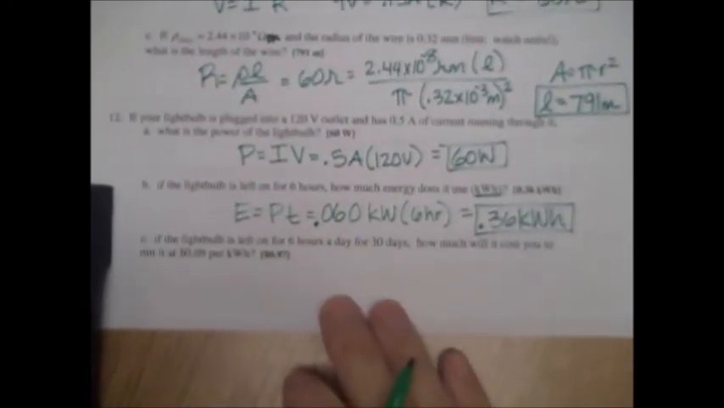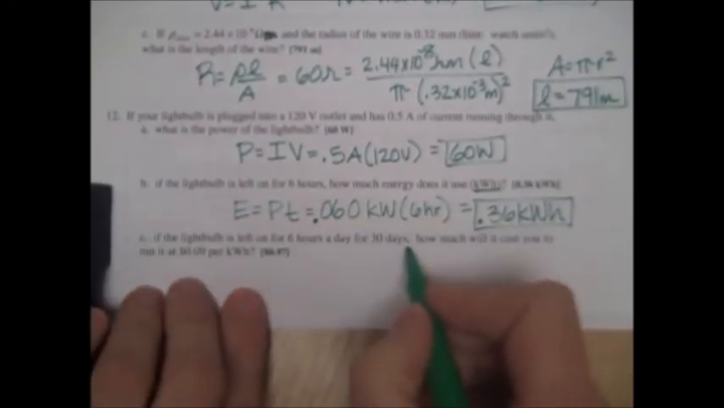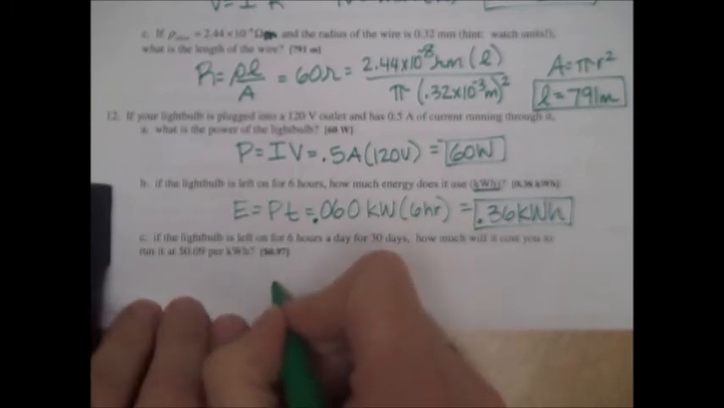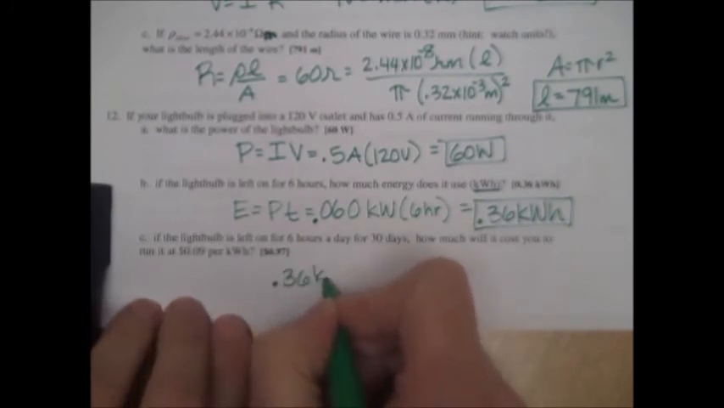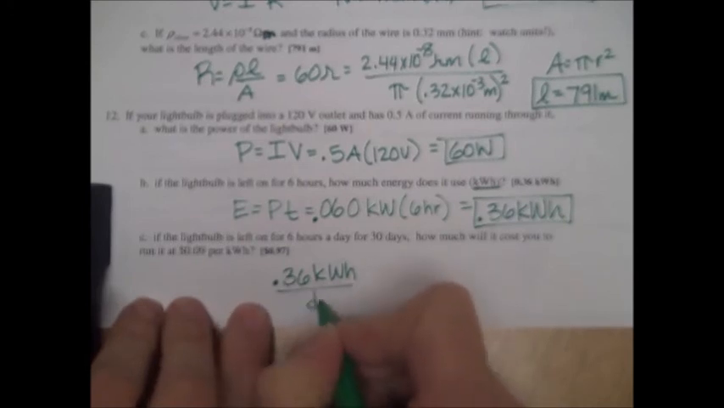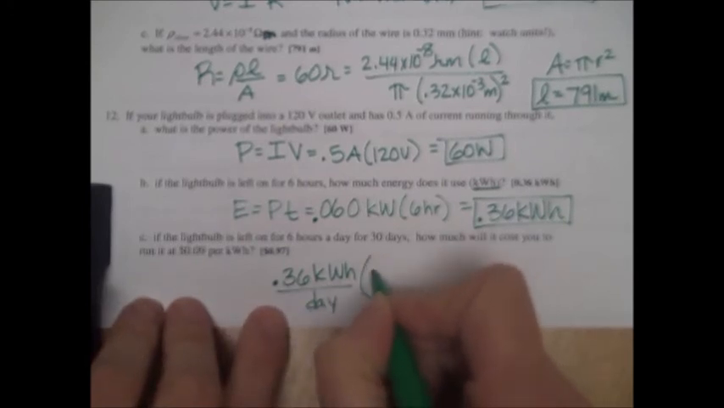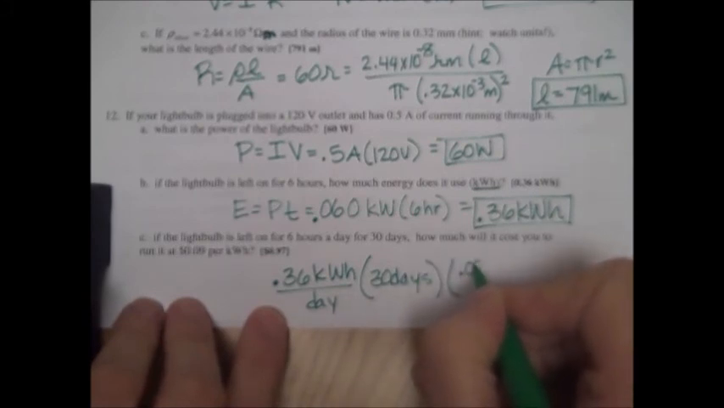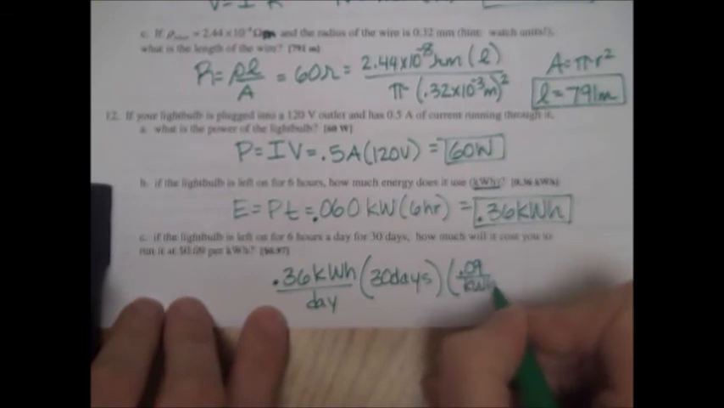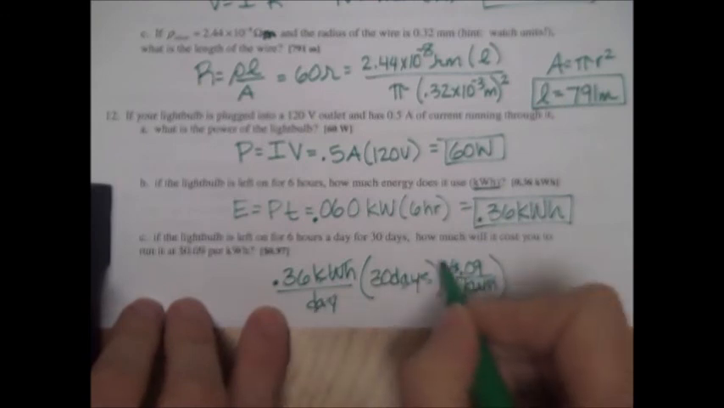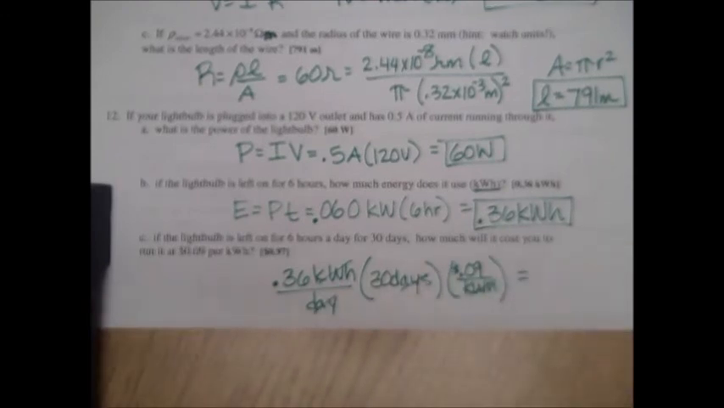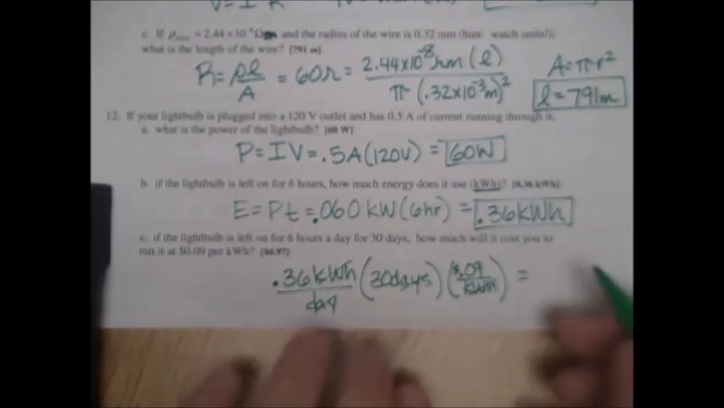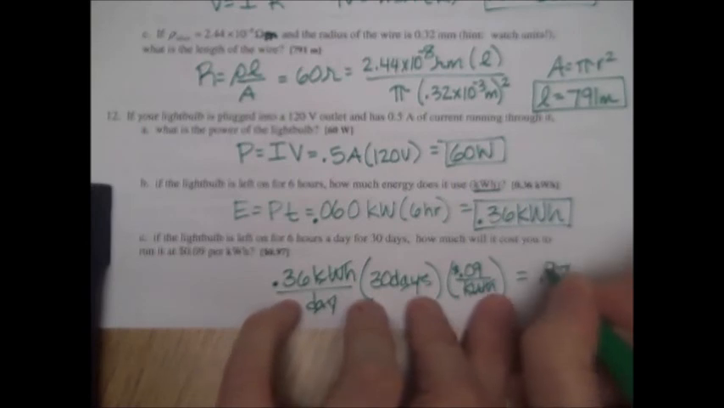If the light bulb is then left on for 6 hours for 30 days, how much would it cost you? So we take 0.36 kilowatt hours per day times 30 days times 9 cents per kilowatt hour, and we would be left with just money. And so 0.36 times 30 times 0.09, you wind up with 97 cents.